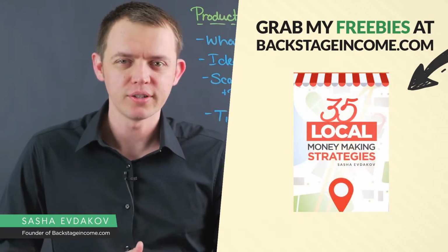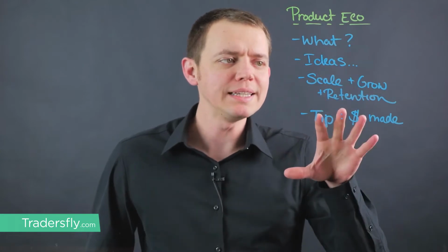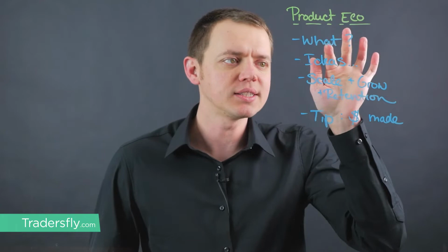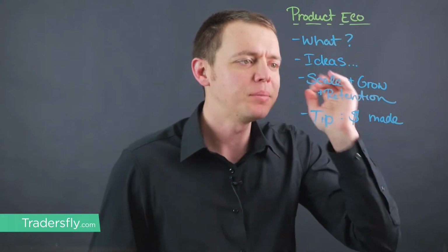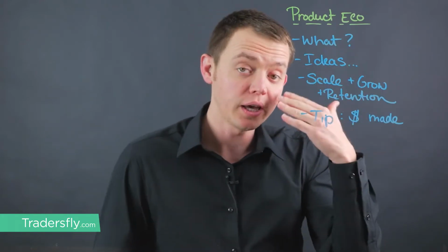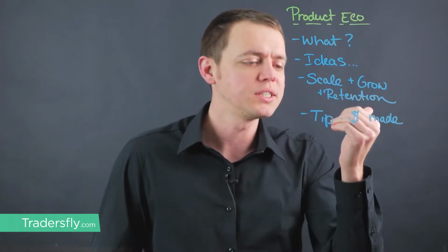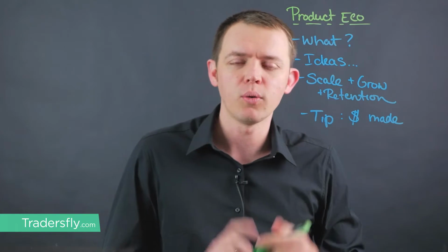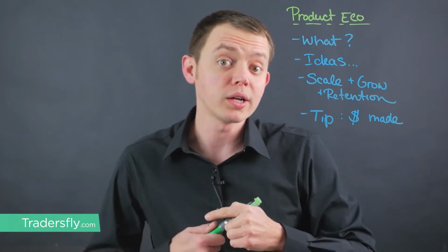So let's get started. When we look at a product ecosystem, we're going to cover four main things. We're going to take a look at what it is. I'm going to share with you an idea behind it. We'll take a look at scaling and growing and the retention of the business, and I'll give you a quick tip at how money is made. So first, let's get started on what is a product ecosystem.